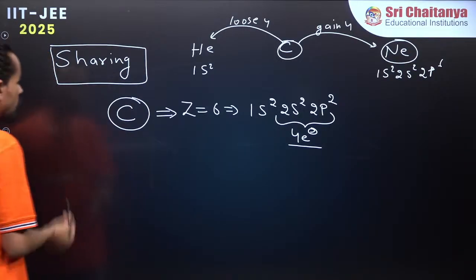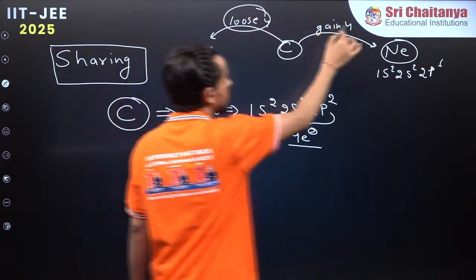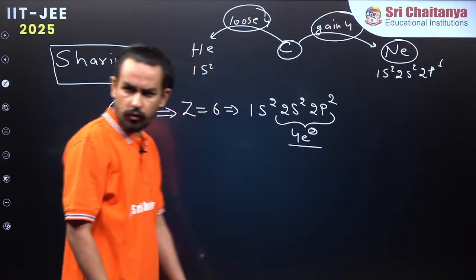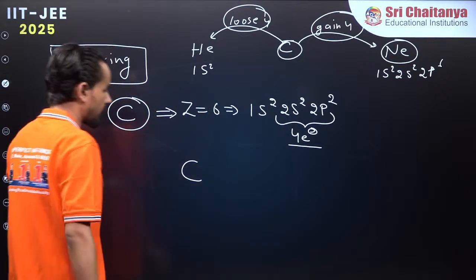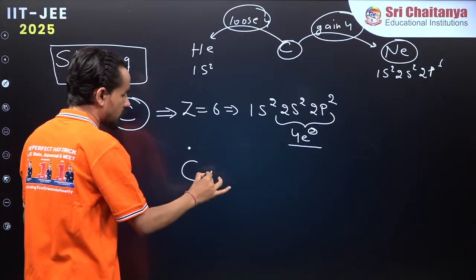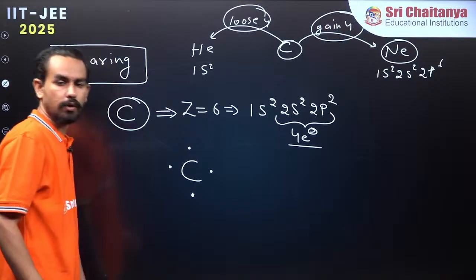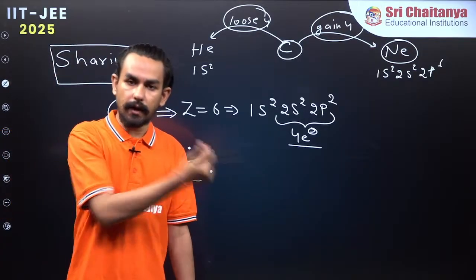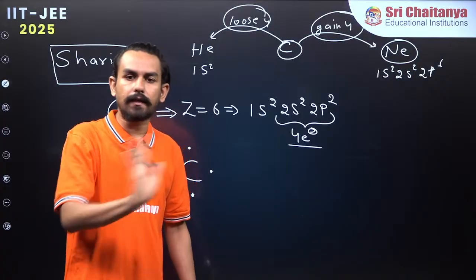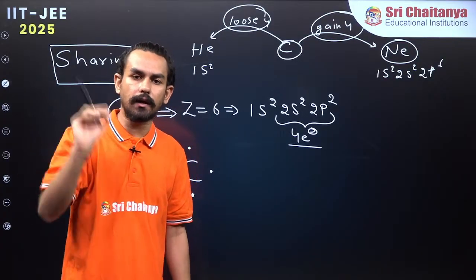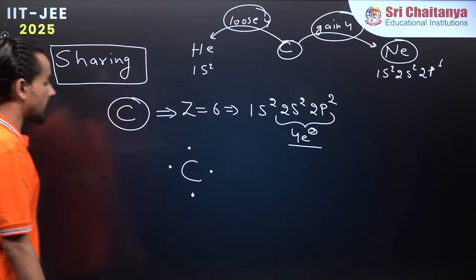But gaining 4 and losing 4 is a hard task, it requires too much energy, so it has found a different way. Carbon has 4 electrons in its outermost shell. Only outermost electrons are loose enough that they can be transferred or shared. Inner electrons are very tightly bound to the nucleus, and they cannot be lost, gained or shared, only outermost electrons.